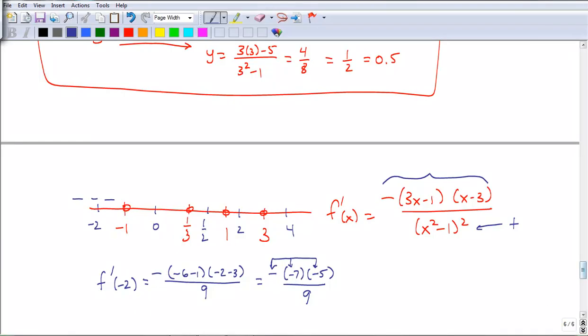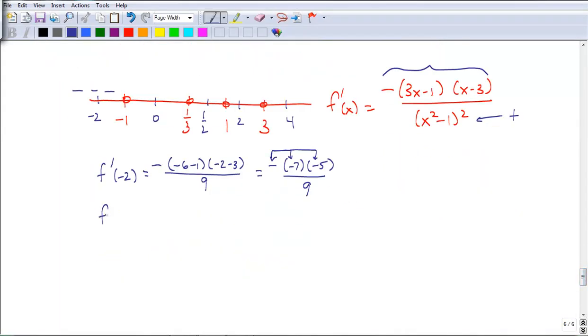And then I plug in 0 into my first derivative. And I get (negative 0 minus 1)(0 minus 3) over (negative 1) squared, which is negative, negative 1, negative 3.